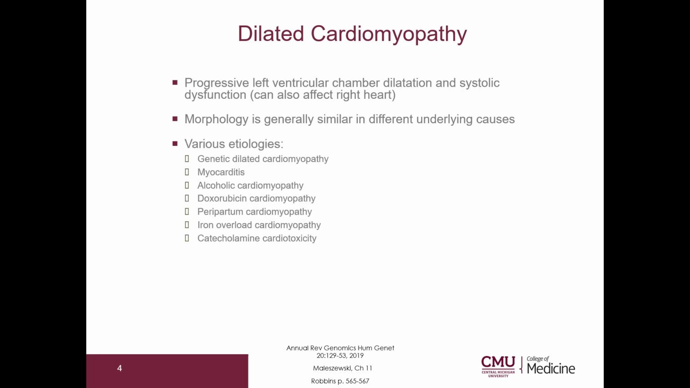Various etiologies include genetic dilated cardiomyopathy, myocarditis, alcoholic cardiomyopathy, doxorubicin cardiomyopathy, peripartum cardiomyopathy, iron overload cardiomyopathy, and catecholamine cardiotoxicity. Alcoholic, doxorubicin, and peripartum cardiomyopathy likely occur in patients with Titin mutations. We'll discuss Titin mutations later in the lecture.